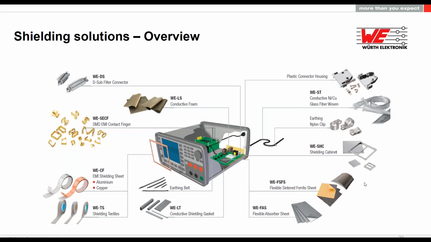So this is an overview of shielding solutions. You can divide it more or less into housing applications, PCB applications, and magnetic shielding, which uses special materials. We will talk about that later. So here we can see cabinets that are like a Faraday cage, earthing clips, conductive gloves and covers, also copper tapes, aluminum tapes, contact fingers, and so on.